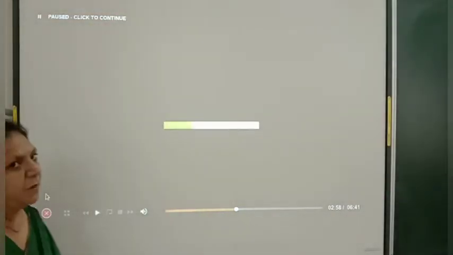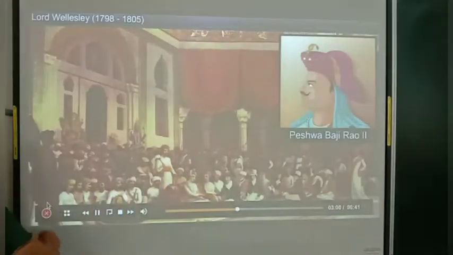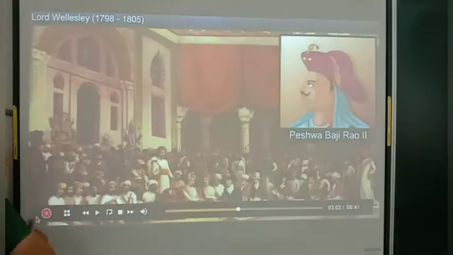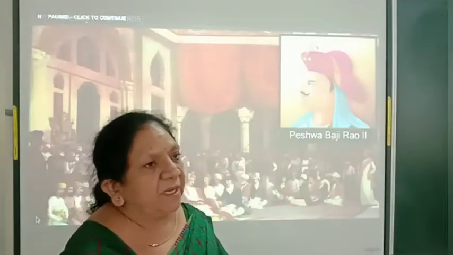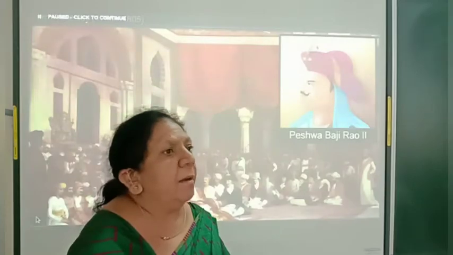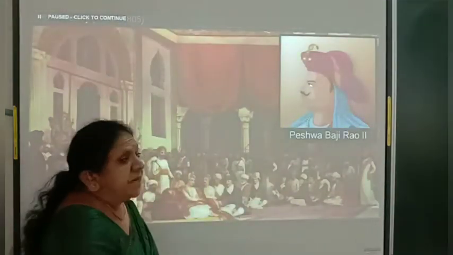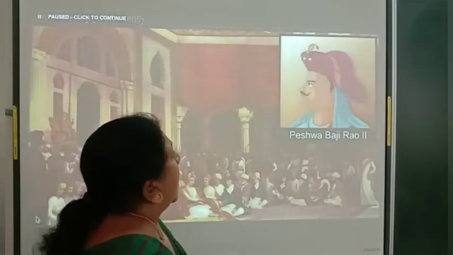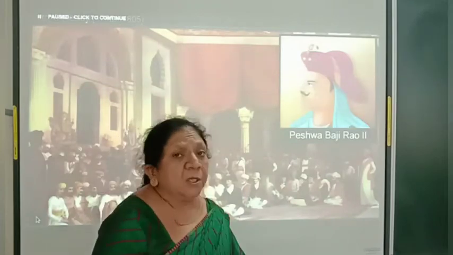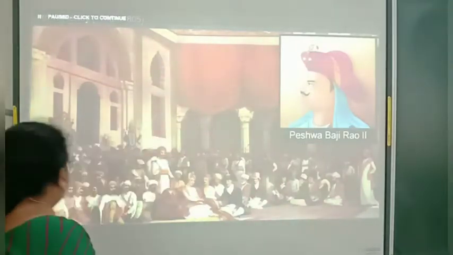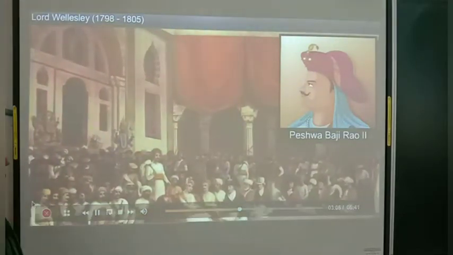So here I will explain one by one. Later on, Peshwa Baji Rao II also. The Nizam of Hyderabad, how many territories were given by him? Four territories. Then the King of Awadh was asked to give his territory, and he gave three-fourths of it. And Peshwa Baji Rao was also asked to join the subsidiary alliance, and he accepted it.